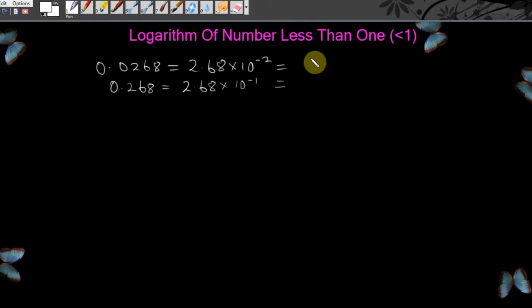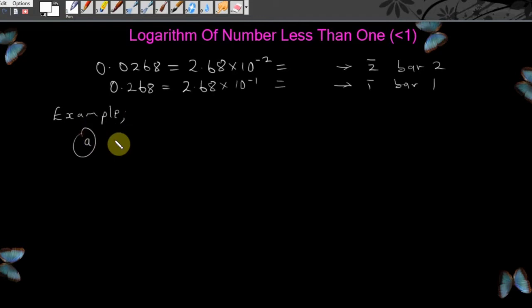But in logarithm, you are going to call them bar. For this one now, you are going to write it this way, called bar 2. For this one now, you are going to write it this way, called bar 1. Okay, let's use an example to get it proper.